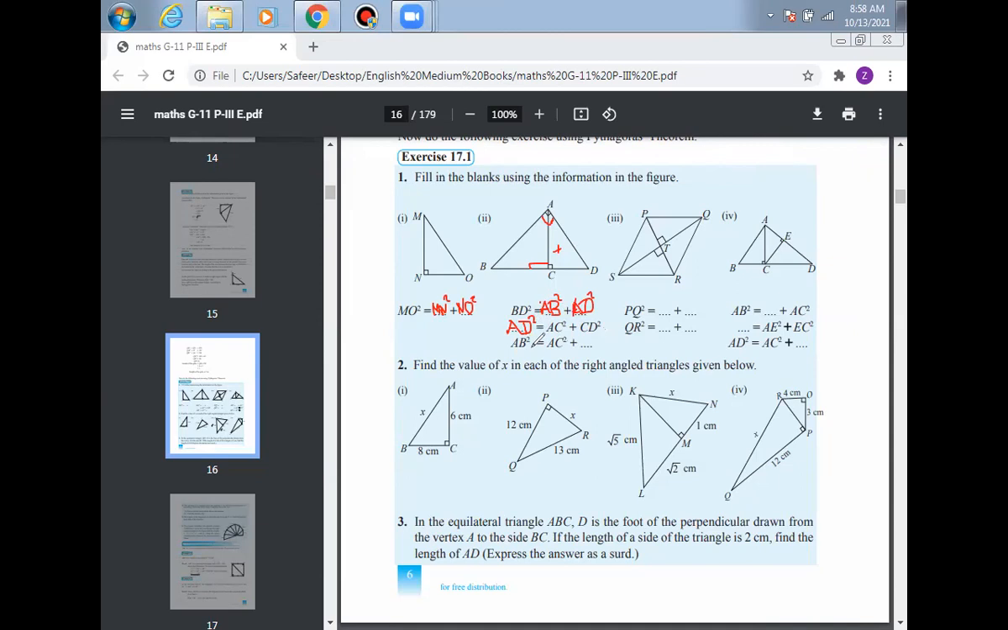Then here AB squared, AC squared. Then this right angle triangle is used. So in this AB squared, AC squared, then remaining side is BC squared. So you have to write BC squared for this.